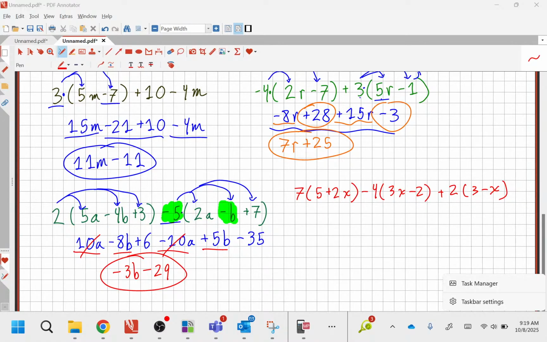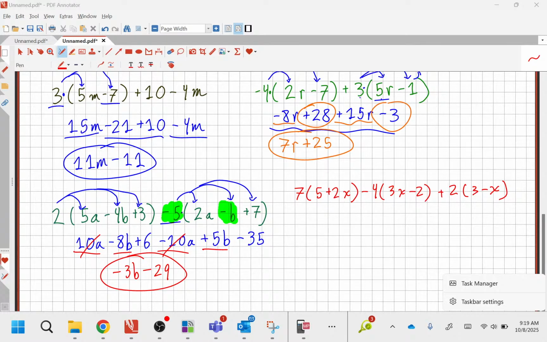So I need to take that 7. I need to multiply everything on the inside by that. So what is 7 times 5? 35. Let's write that down. I'm just taking this one step at a time.